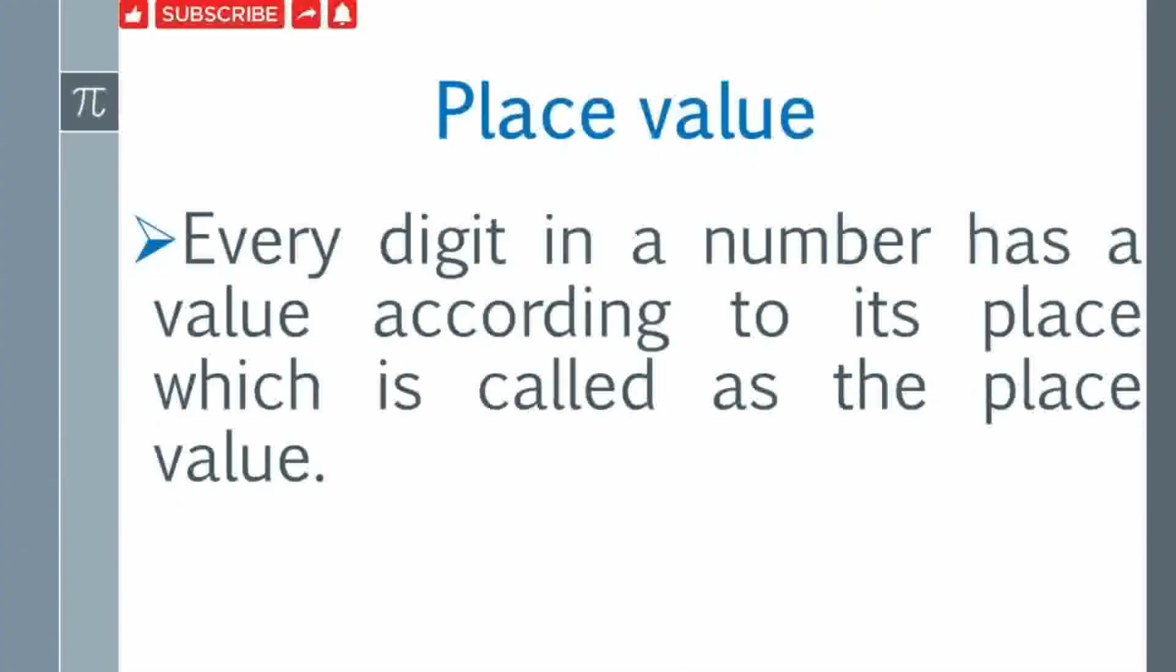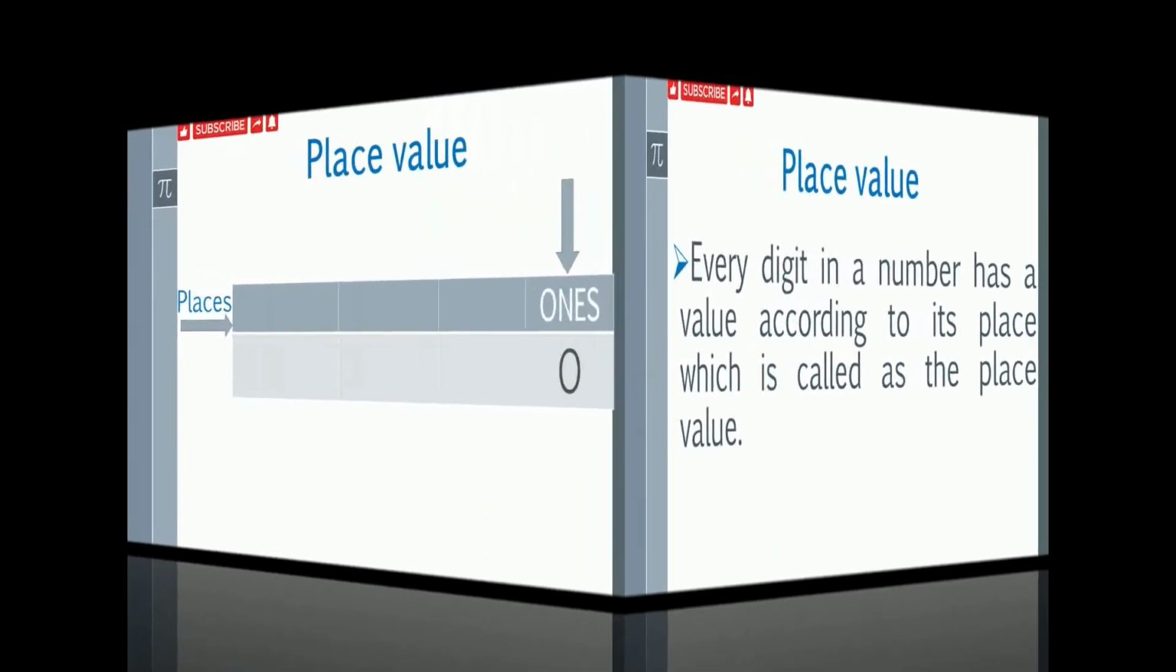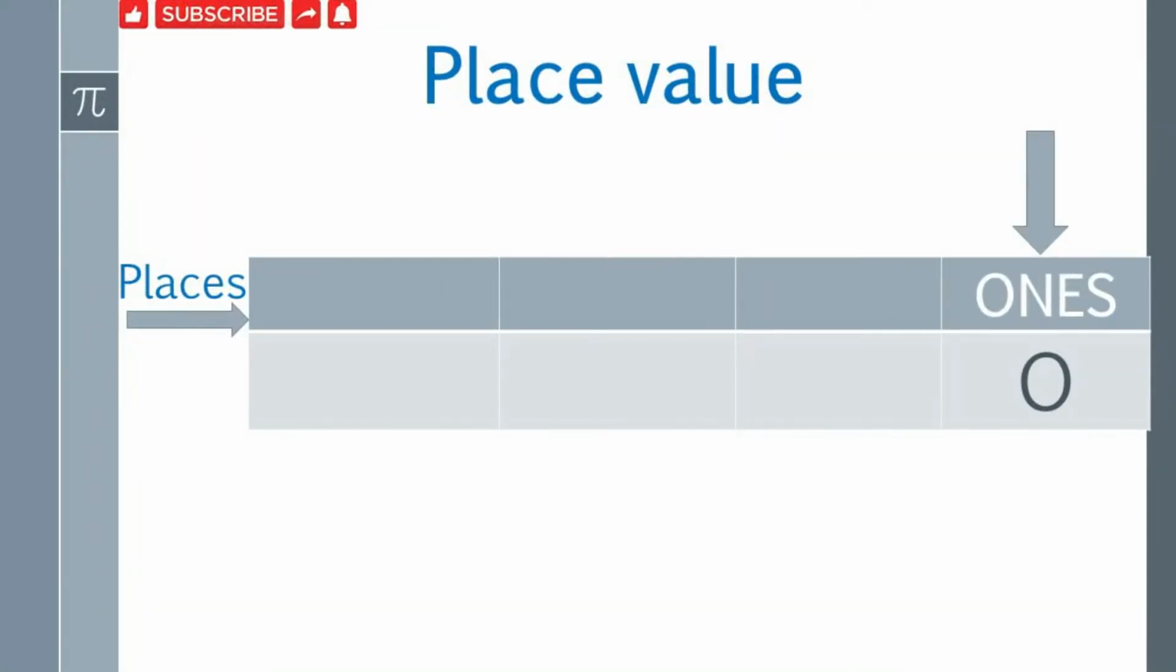Now children, let us understand what is place value. Every digit in a number has a value according to its place, which is called place value. Let's learn how to denote the place values. In a number, the first place is ones, which is denoted by O. It means one object. Second place is tens, which is denoted by T. It means 10 objects or 10 ones.